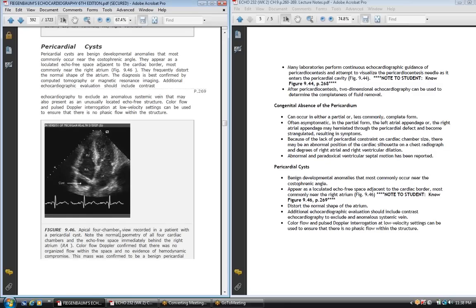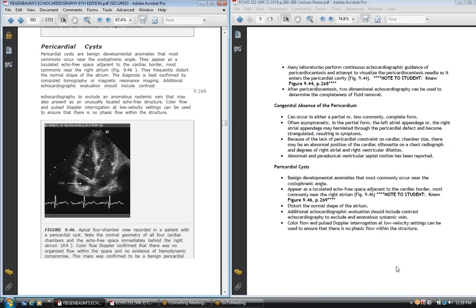You have the normal geometry of all four cardiac chambers and an echo-free space immediately behind the right atrium. Color flow Doppler would confirm that there was no organized flow within the space and no evidence of hemodynamic compromise. This was determined to be a benign pericardial cyst, right down here where it's marked cyst underneath the right atrium in the four-chamber view. They don't distort the normal size or shape of the atrium.